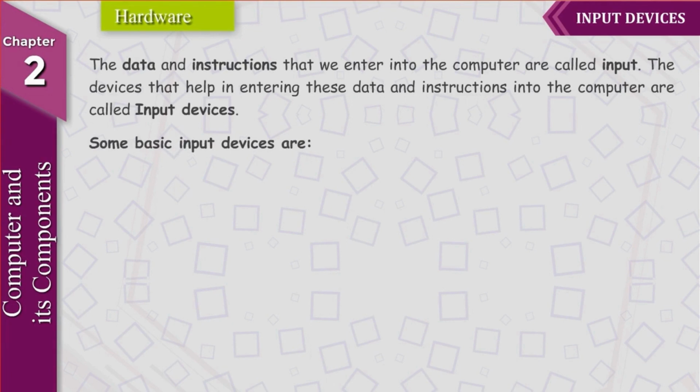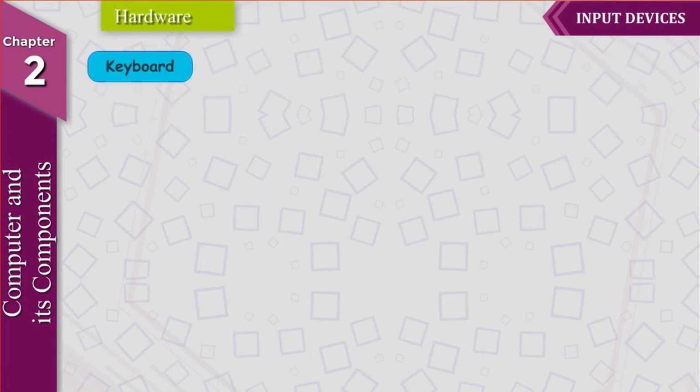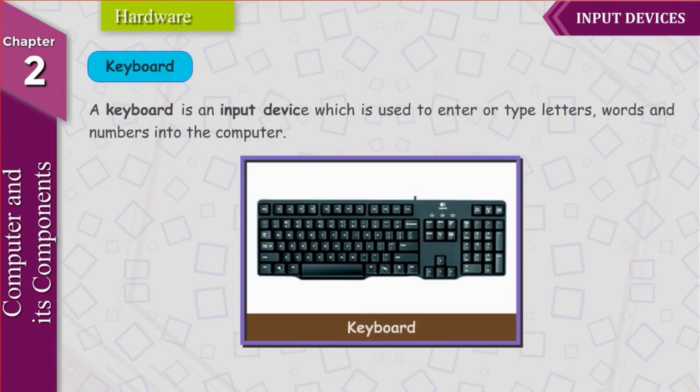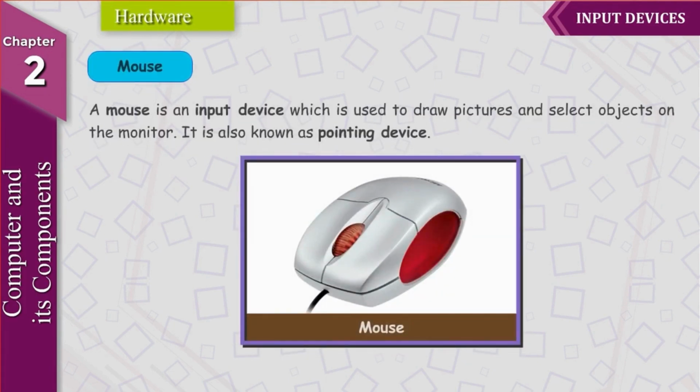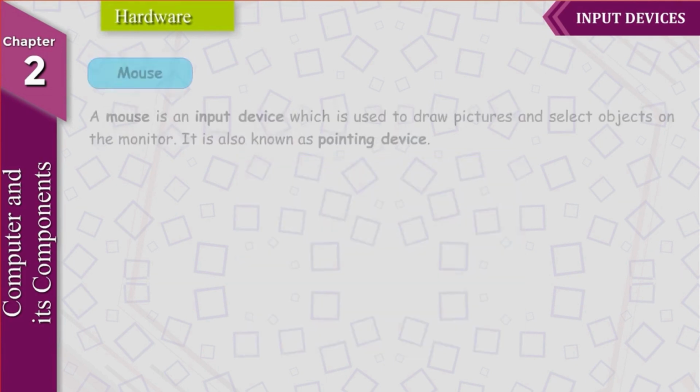Some basic input devices are keyboard. A keyboard is an input device which is used to enter or type letters, words and numbers into the computer. Mouse. A mouse is an input device which is used to draw pictures and select objects on the monitor. It is also known as pointing device.